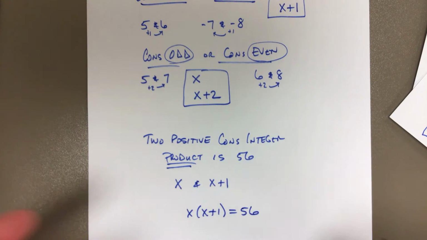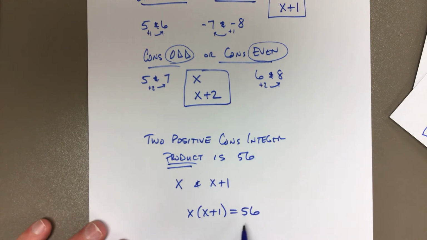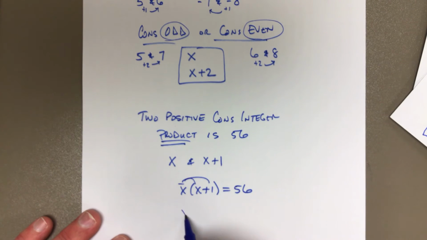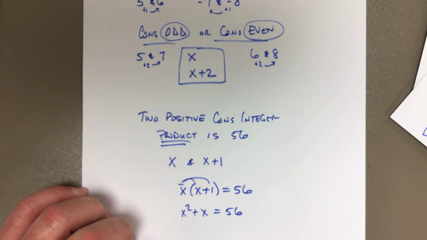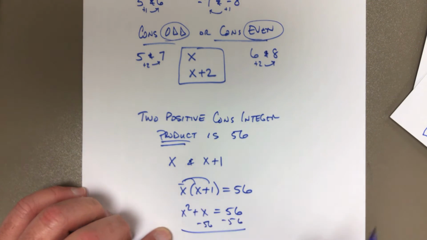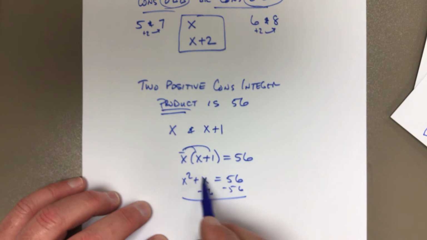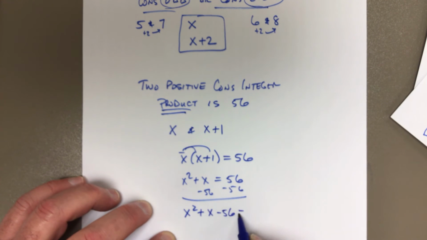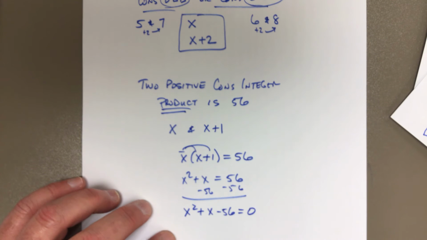And then guess what? This is exactly what we've been doing. We're going to distribute, and then we're going to move the 56 over. Notice that the same pattern is happening through all of this with quadratics. You have to have an x squared for it to be quadratic, and most of the time you're going to have an x term and a constant term. So we're going to subtract 56 on both sides. We get x squared plus x minus 56 equals 0.